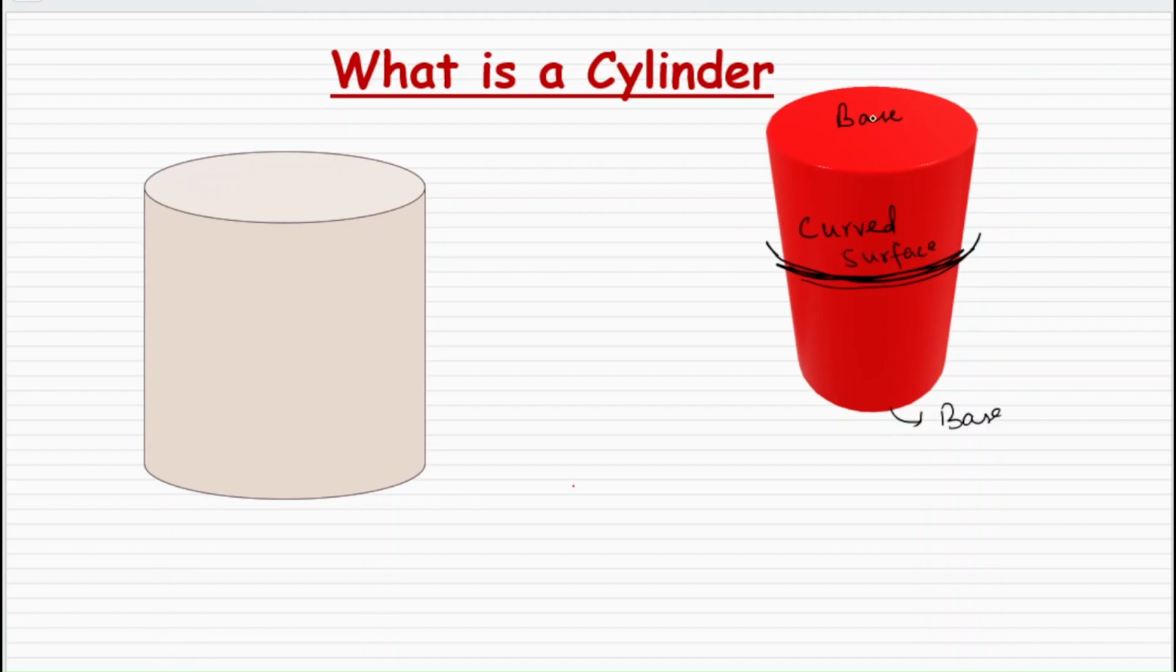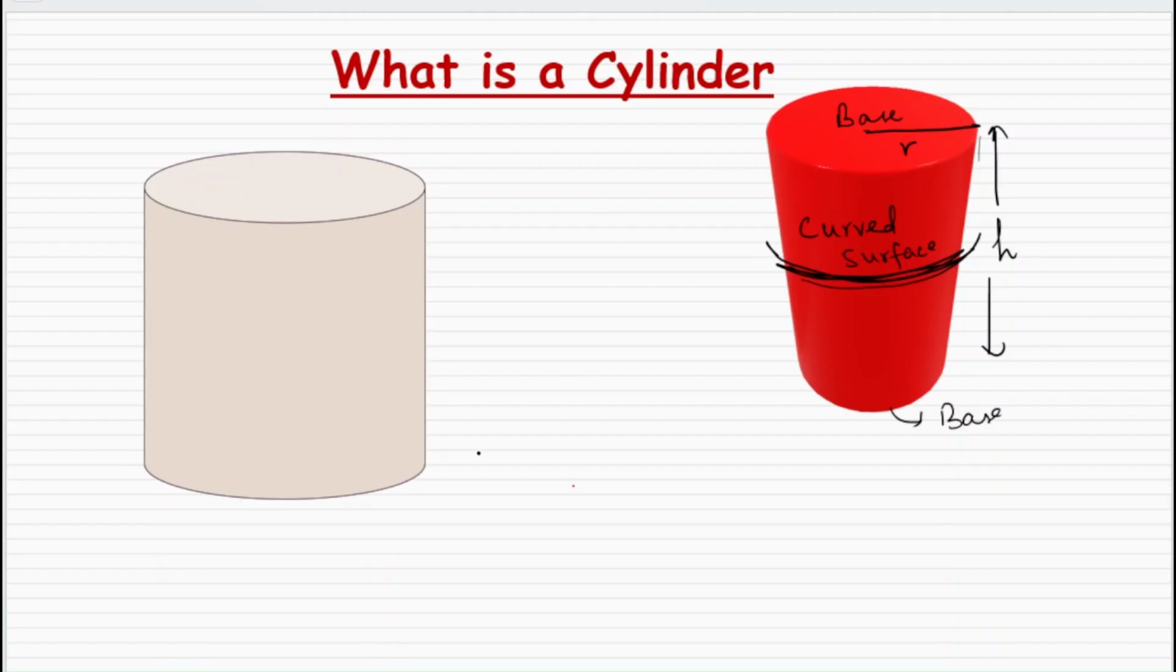In the circular base, this is called the radius of the circle, and this is called the height of the cylinder. So we need two things to calculate either the surface area or the volume. We need these dimensions, the radius and the height.